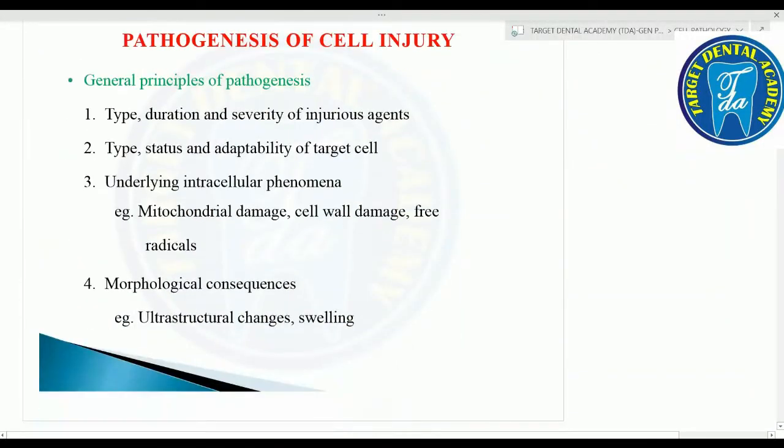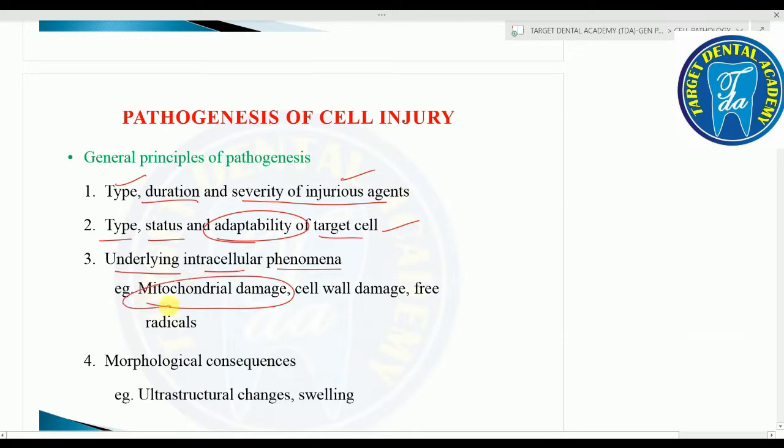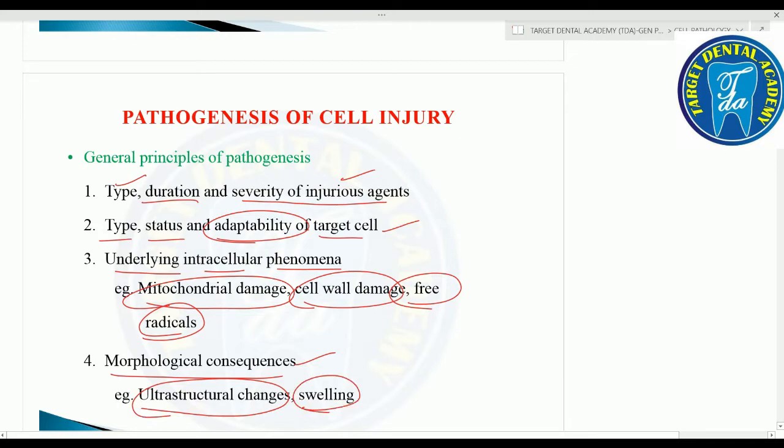Now after this, let's discuss the pathogenesis of cell injury. So first we are going to discuss the general principles of the pathogenesis. In this, the type, duration and severity of the injurious agents; the type, status and adaptability of the target cell; the underlying intracellular phenomena, for example mitochondrial damage, cell wall damage and free radicals. And fourth are the morphological consequences, which include the ultrastructural changes and the swellings.